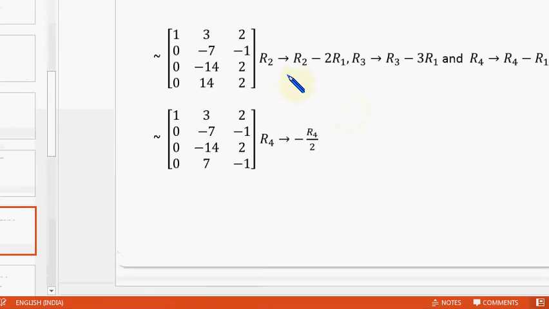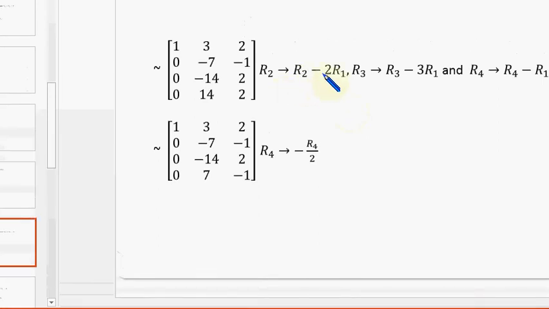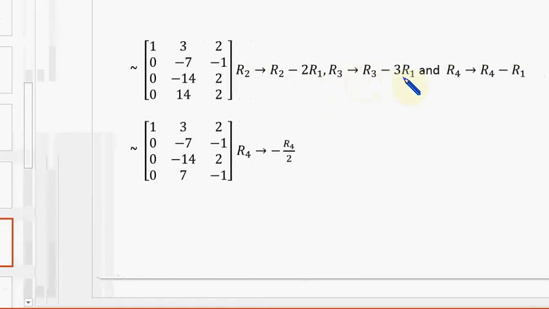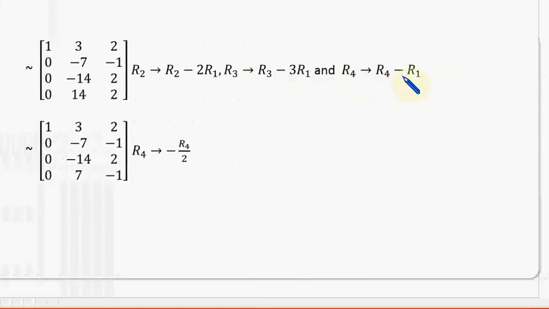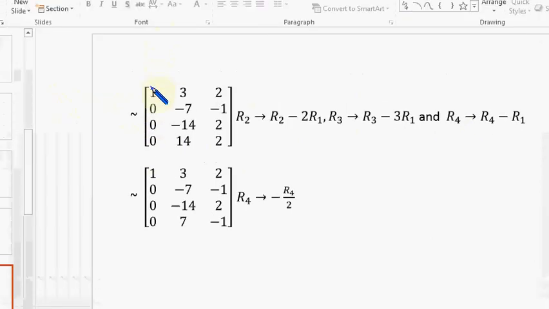If the leading element is 1, the next ones 2, 3, minus 1 should be made 0. So therefore R2 can be written as R2 minus 2R1, and the operation is R3 is R3 minus 3R1, and R4 is R4 minus R1. So it will give that below the diagonal elements are 0. What is the next leading element? That is minus 7. This next principal diagonal element is minus 7.